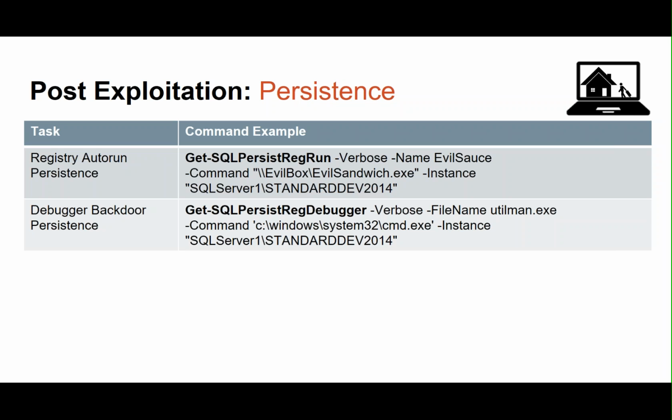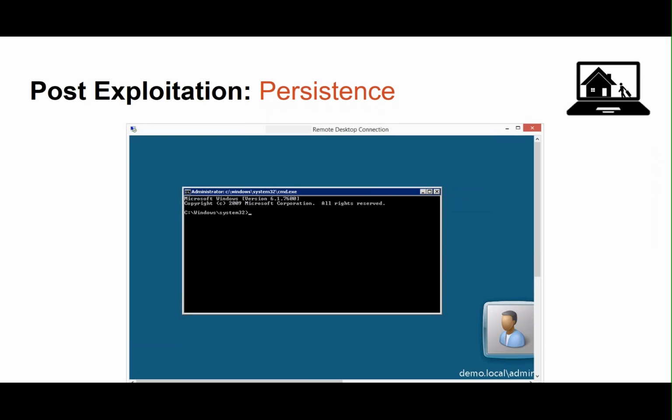I have one persistence example here. I currently only have two modules for persistence. One is an autorun that will run every time you start the server or log in. The other is a debugger backdoor. So in this command example, you can see we're targeting the utilman, which is that Windows key U. And instead of running your utility manager, what this will do is run cmd.exe. And what that means from an attacker perspective, if I do that through SQL Server, I can hit that system via RDP, hit the Windows key U, and instead of getting utility manager, I get an interactive system console running actually as local system.